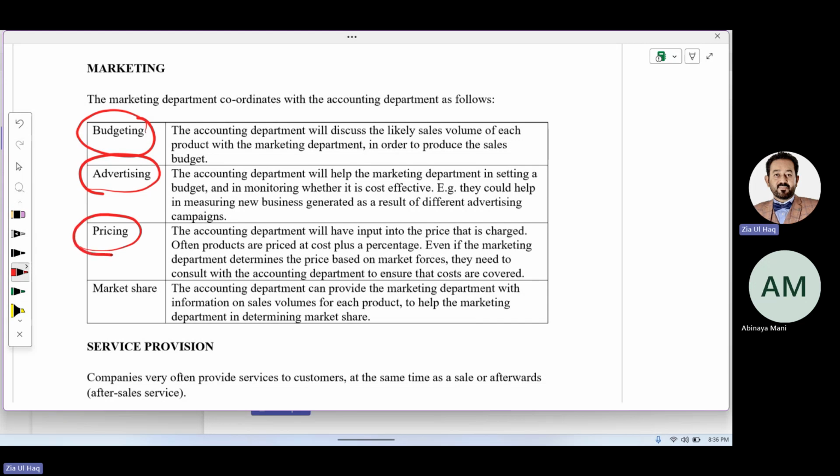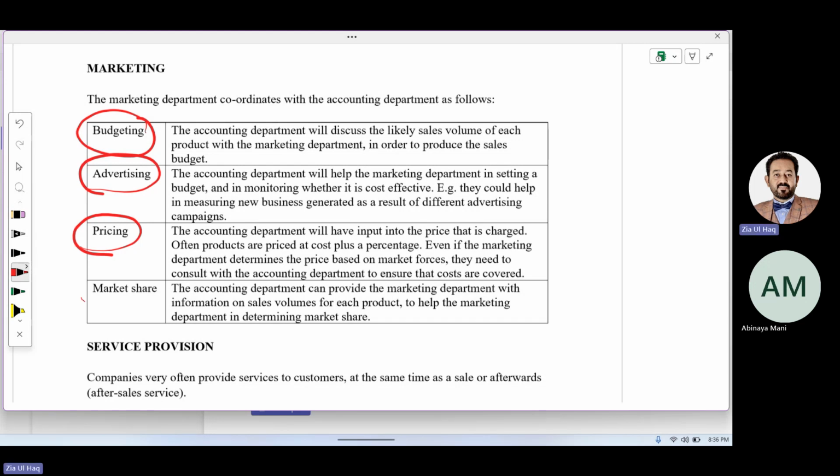Pricing means marketing needs to attract the customer through setting the price. What could be that price? They need information from accounting department. I mean, what is the minimum price the business can afford, in which the business is meeting its cost as well as minimum profit? Because they can get information about the cost from the accounting department.